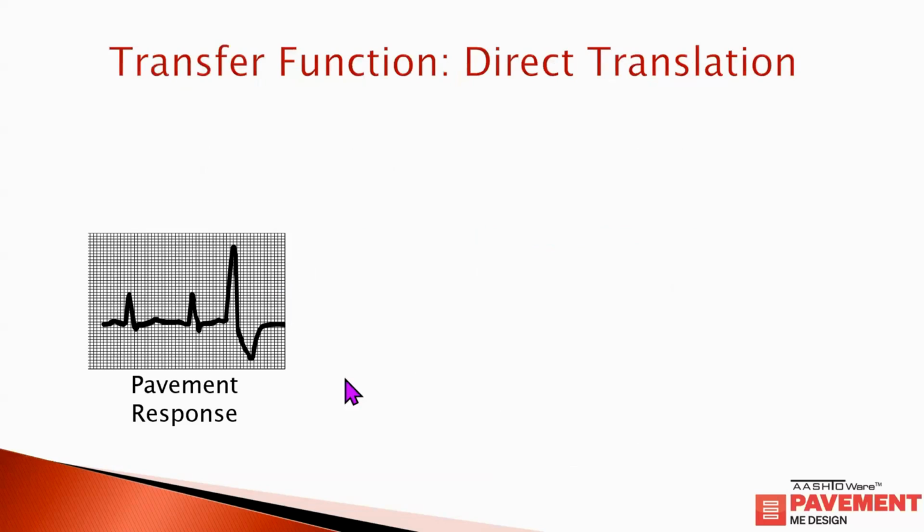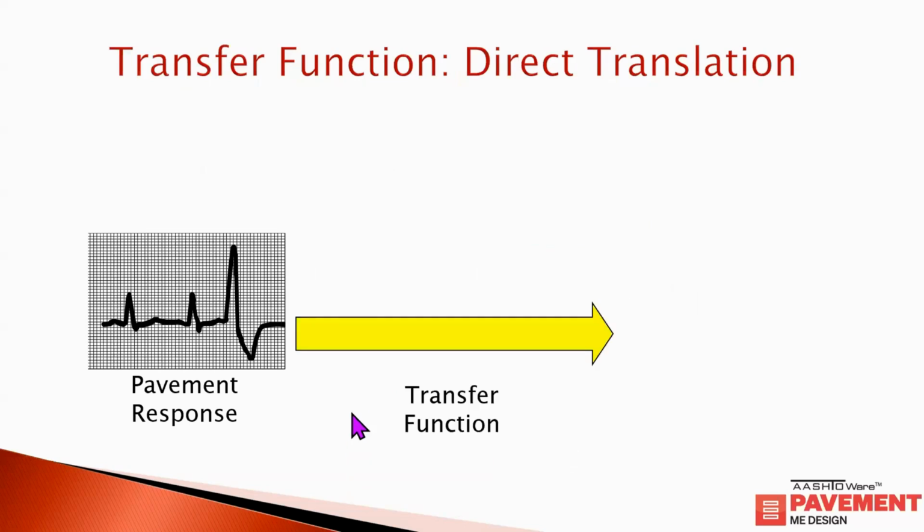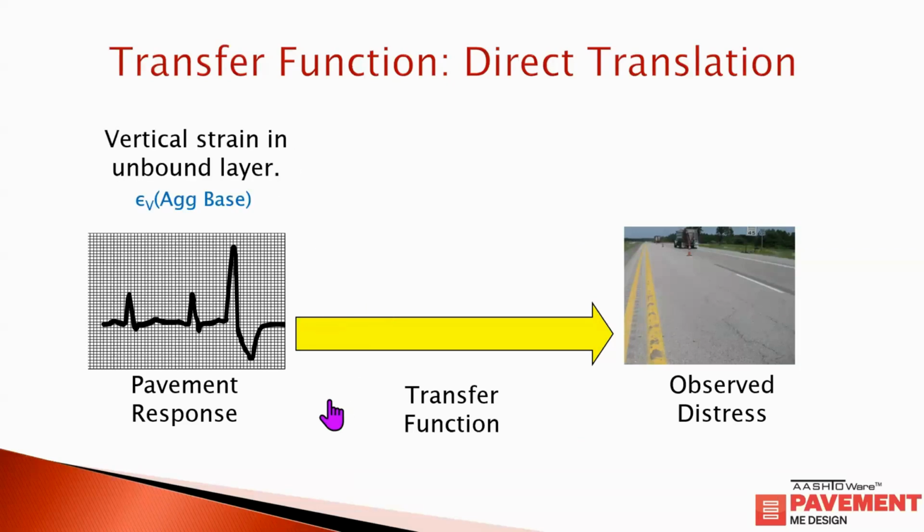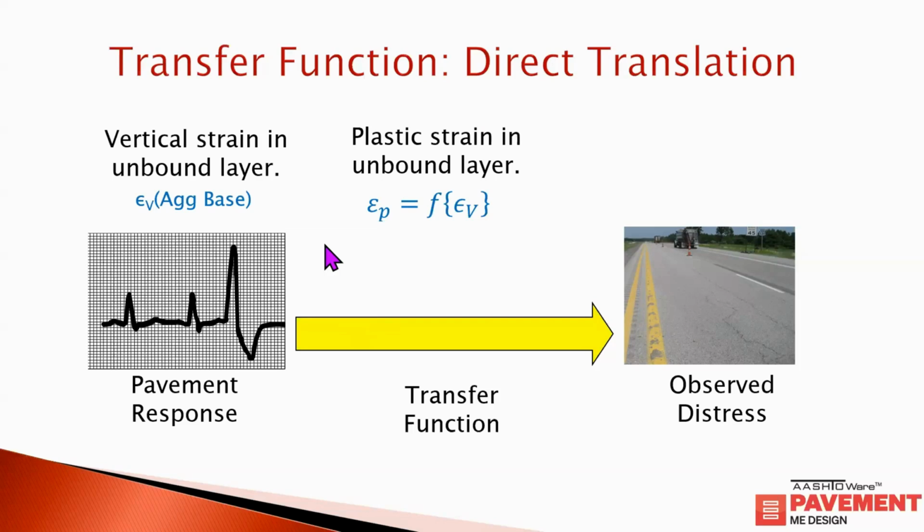Now, for direct translation, I'll give an example here. Pavement response, which is generated with the mechanistic model, either the simulated finite element model or the elastic layer program for flexible design. And that information goes through a transfer function and as it relates to observed distress. Specifically, if we're looking at rutting in an aggregate base, and this would apply to subgrade as well, the key response is vertical strain. And then the transfer function is basically plastic strain is going to be a function of that vertical strain.